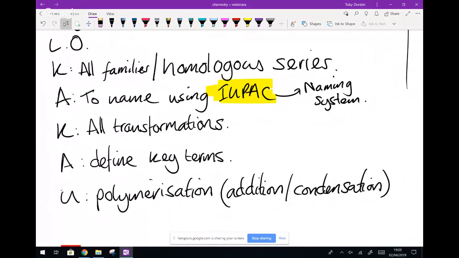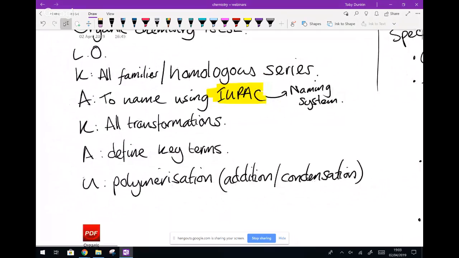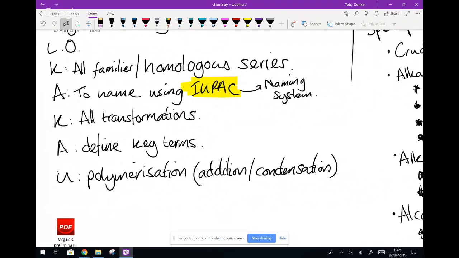The next thing I'm going to cover is transformations. And I'm really hoping that this third learning objective is going to be really useful for you guys in year 11, because if you understand the transformations, it makes the rest of the organic chemistry seem a little bit easier. Knowing how they all relate often makes things a whole lot easier. But you'll be able to give me a bit of feedback on that and see how you find it.